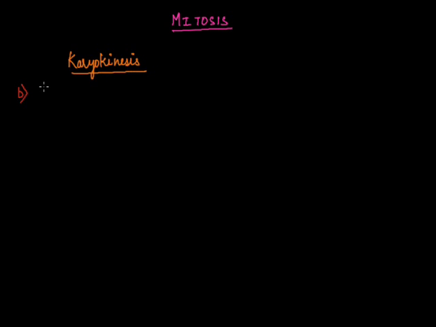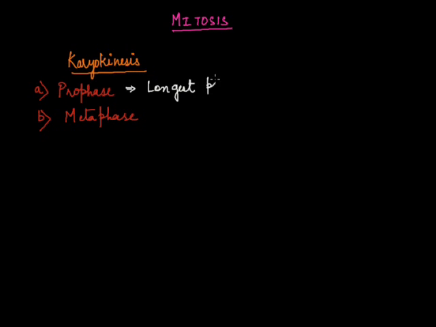So the second step of the karyokinesis after prophase is the metaphase. We have talked earlier about the prophase. It is the longest phase of cell division, mitosis. Now we are going to talk about metaphase. Now, if we talk about metaphase, what are the main changes that occur during this phase?